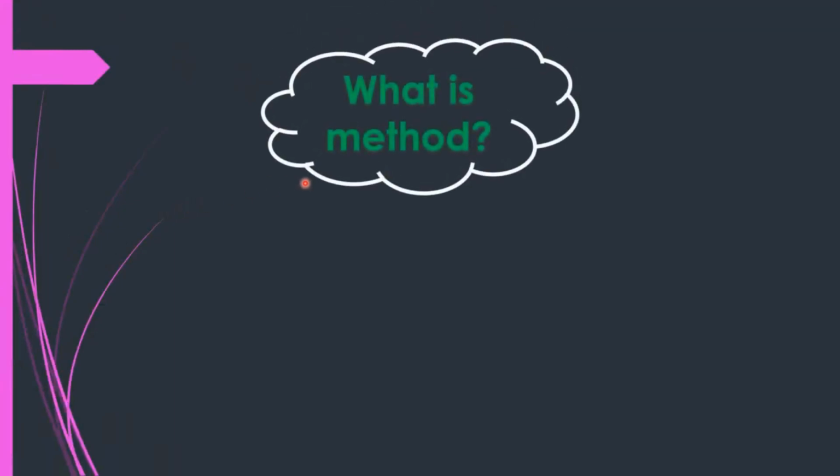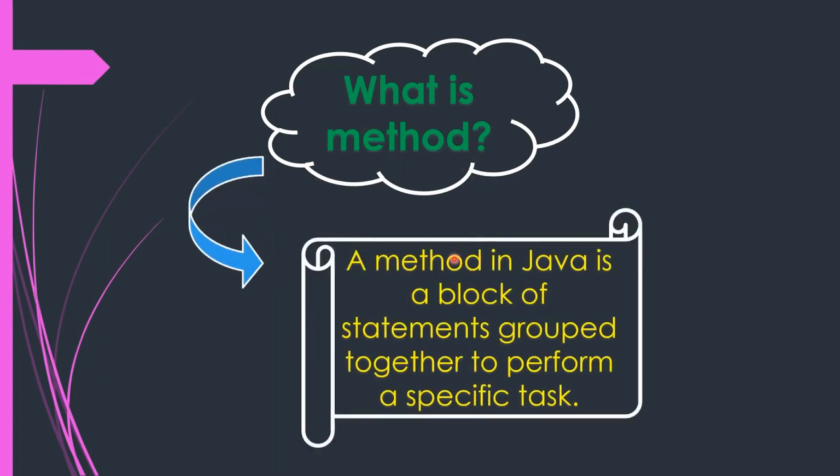First of all, the question arises, what is a method? Let us find the answer to this question. It is very simple. A method in Java is a block of statements grouped together to perform a specific task. Whenever we want a specific task to be performed, we write a block of statements which are grouped together. Such a block of statements which performs a specific task is called a method in Java.